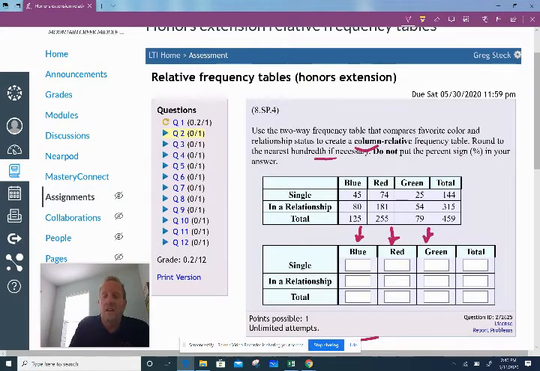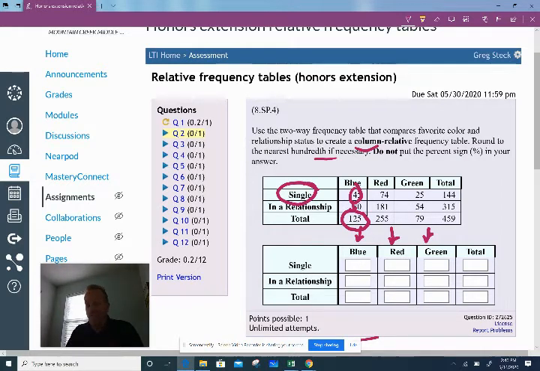So the first one we're going to look at is how many singles love blue. But how do we find out what percentage? We take the total number who like blue and divide it by the total number. So in this case, I have 45 divided by 125, and it gives me 0.36. So in this case, it's actually 36%. We're going to have to use hundredths of a percent here in a minute. This one worked out really easily, but I'm going to go to another one.